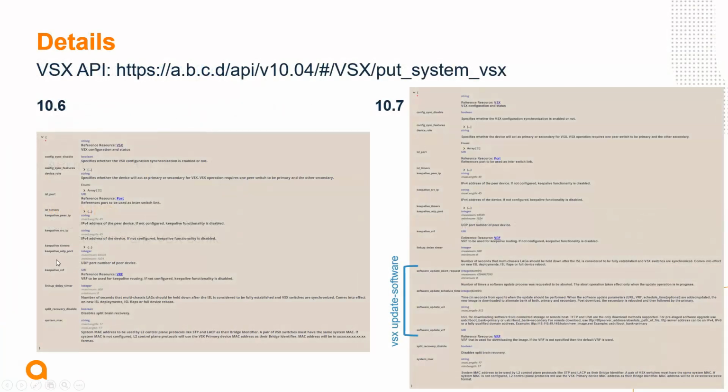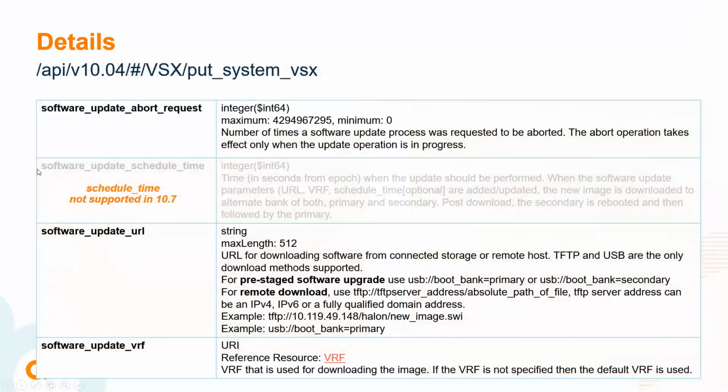This is the difference between 10.6 and 10.7 for this API. As you can see here, this is an extract of Swagger, copy paste from Swagger, and you see that now we've got new entries. This is small, but I have a slide with a more visible field. This one, you have a software update abort request. This is the first entry that you have as a new field in that API call. This is an integer that you will set in order to request the upgrade to be aborted.